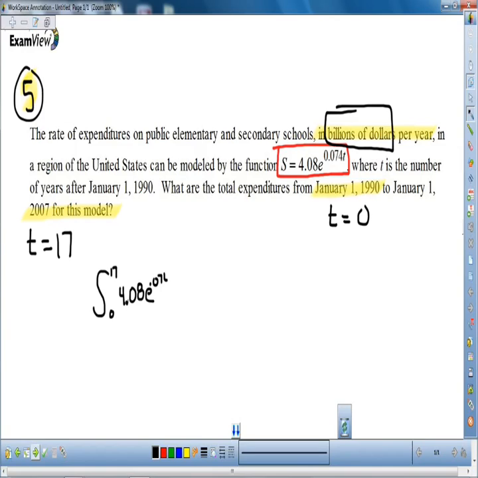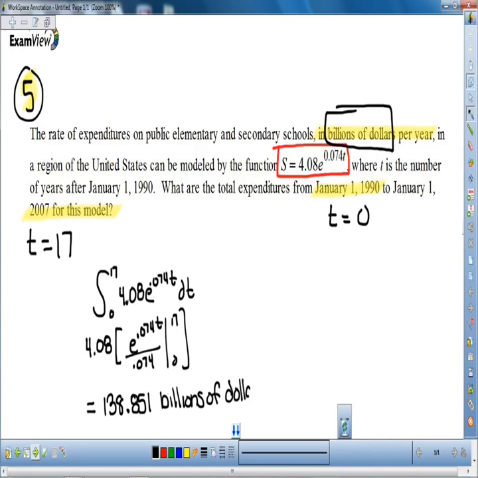My integral is going to be from 0 to 17. We take the antiderivative. So we should have 138.851 billions of dollars. So remember to write things in 3 decimals, because that is what the AP is going to expect.